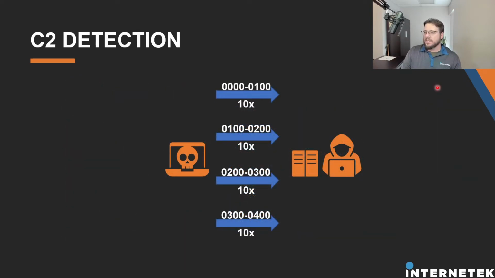So you can see here more of an example of that. Between midnight and 1 a.m., 10 packets. Between 1 a.m. and 2 a.m., 10 packets. You can go down, and with proper detection, you can detect that.